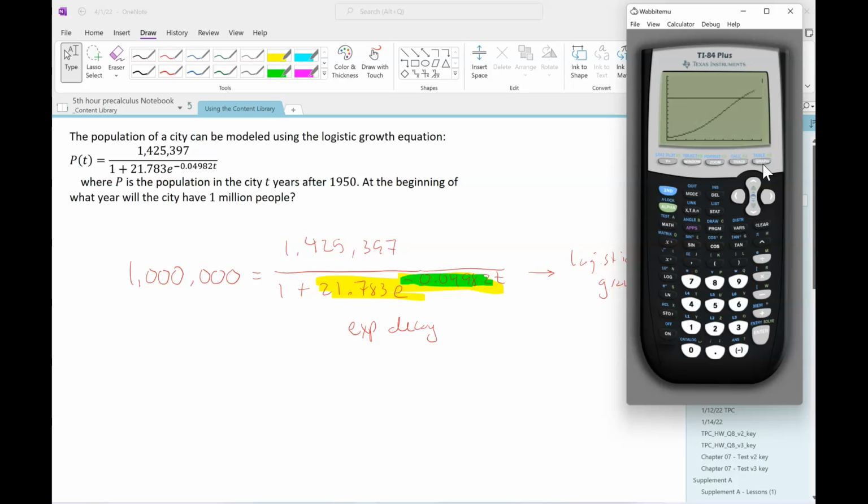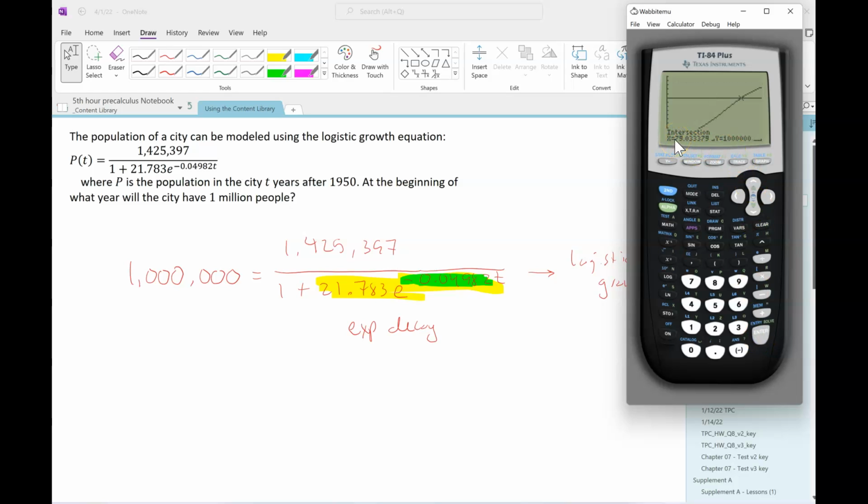There's my 1 million line. Here's my logistic growth curve. I'm interested in the intersection. If I had graphed this and I couldn't see the intersection, what would I want to do? Yeah, just expand the window by picking a bigger value for x. I might do 150 or something next if I didn't see it. But we do. Second trace, intersect command, enter, enter, enter.